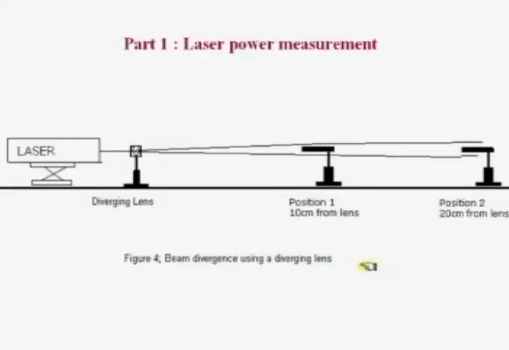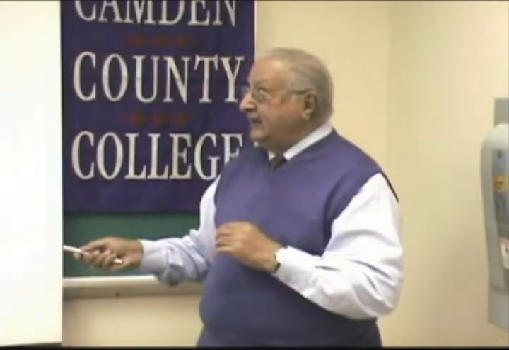So, if we now come to the first part of the experiment, where we will measure the intensity of the beam, we have a laser, we have a lens here, and then we have the detector head, and then the meter we will show in the next slide. So, why is a lens here?